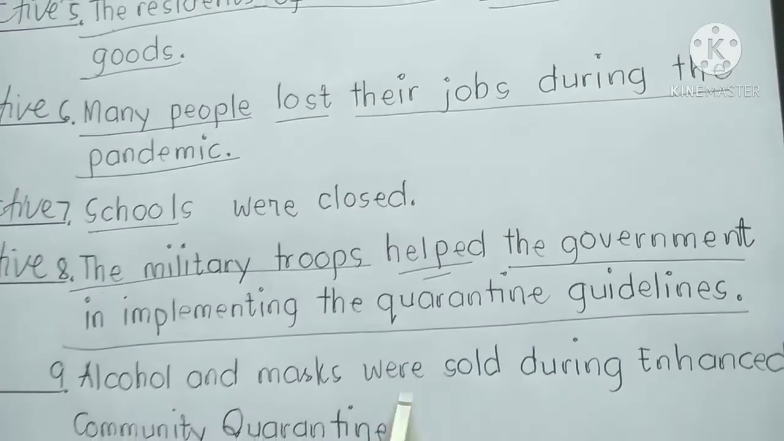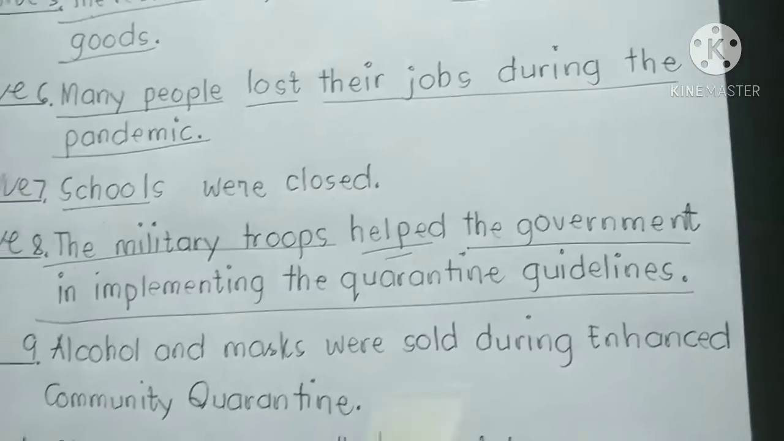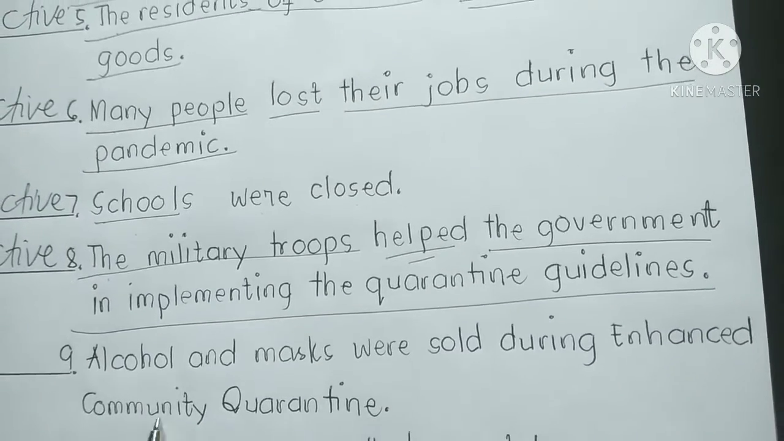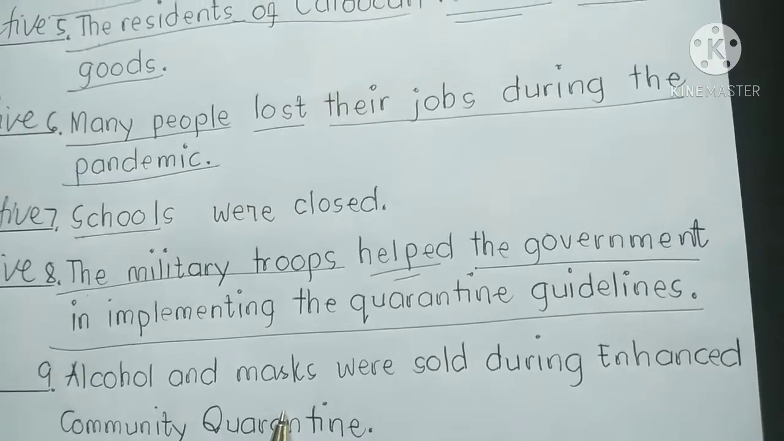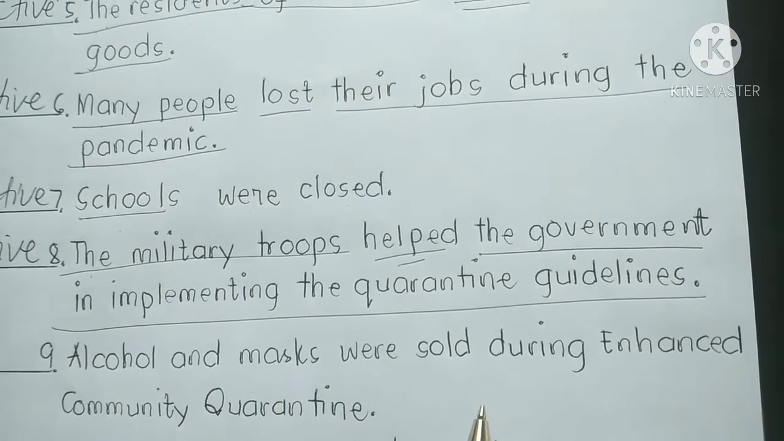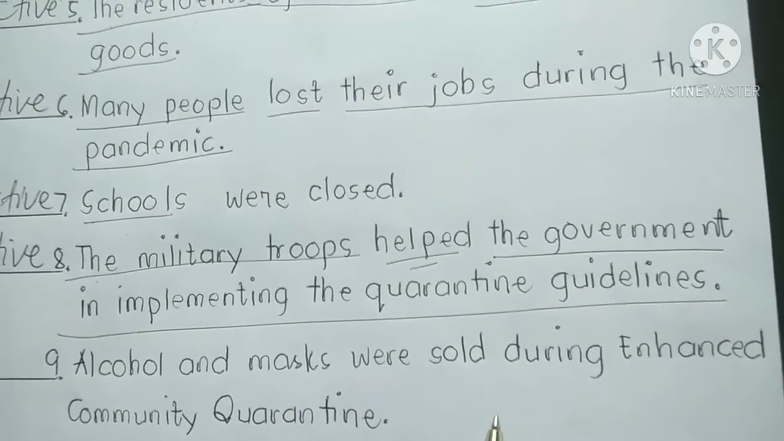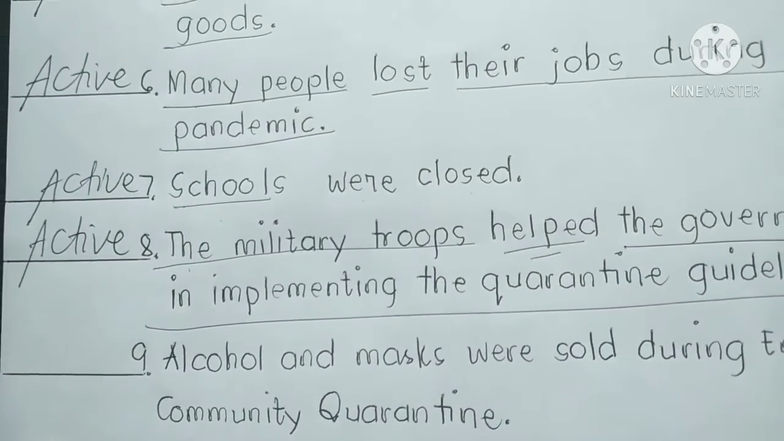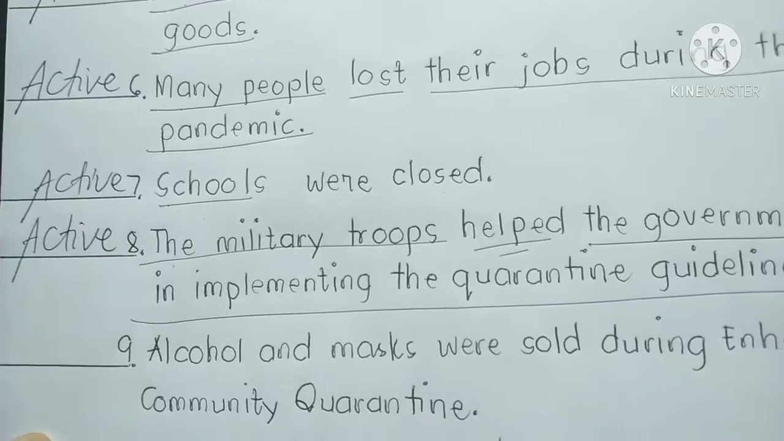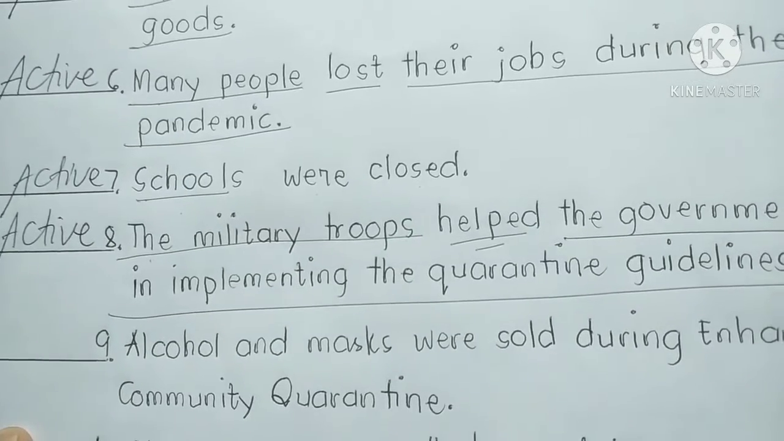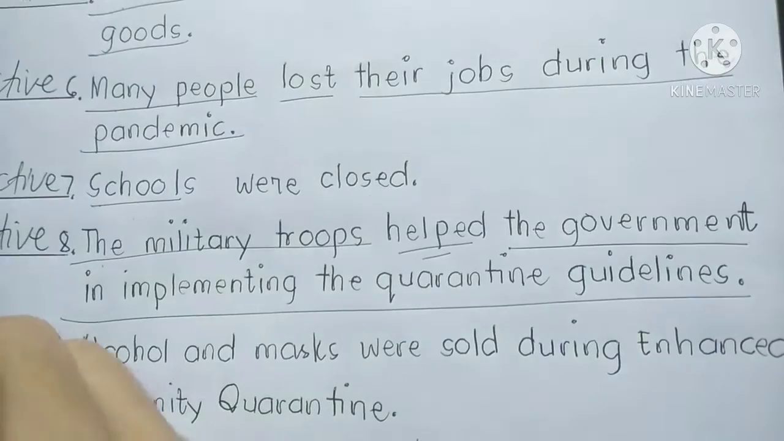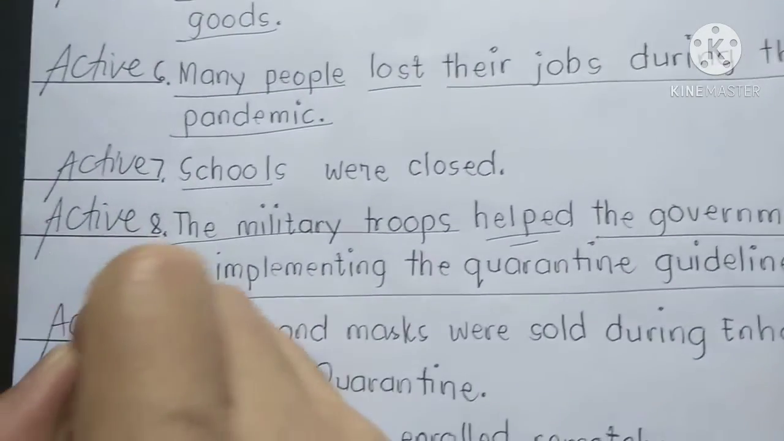9. Alcohol and masks were sold during enhanced community quarantine. So our subject here is what is being sold, that is alcohol and masks. So this is active.